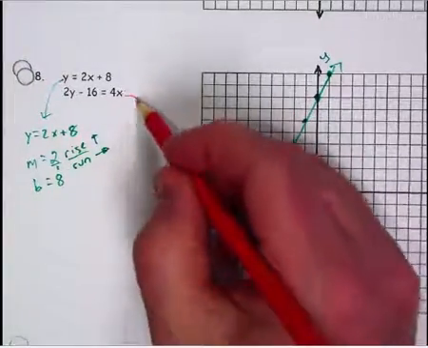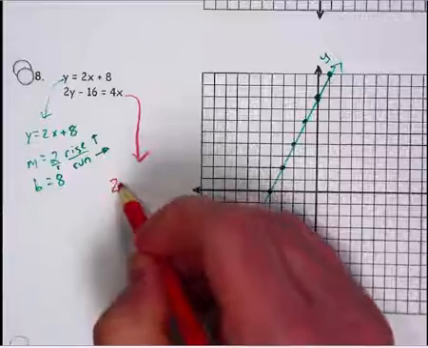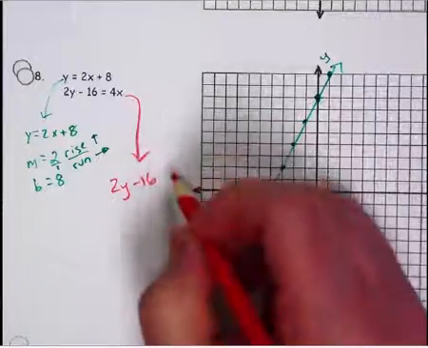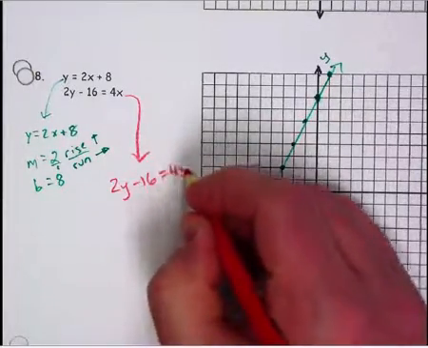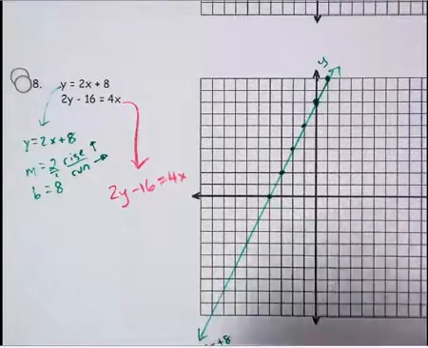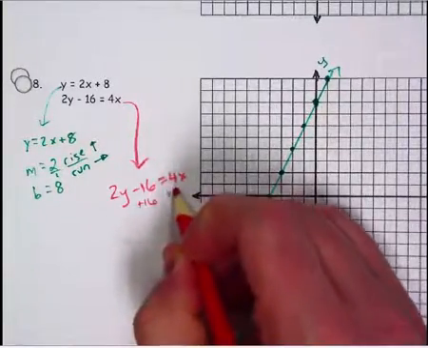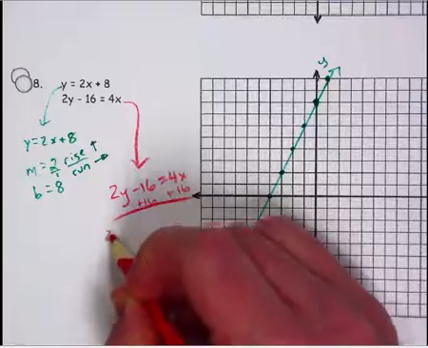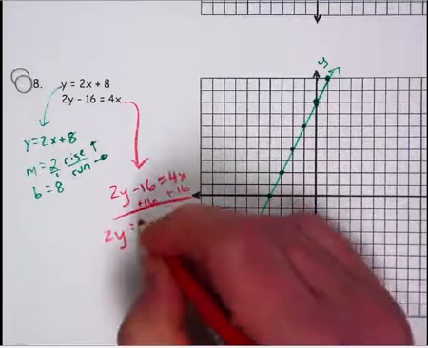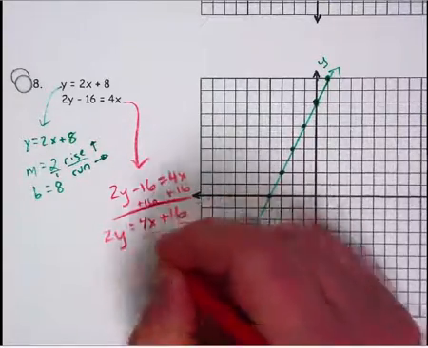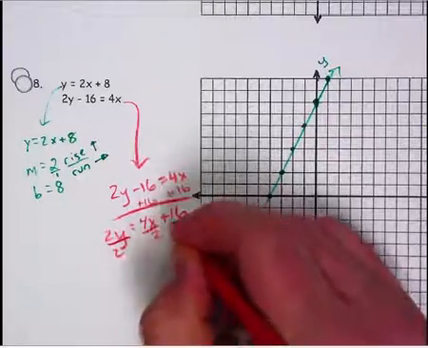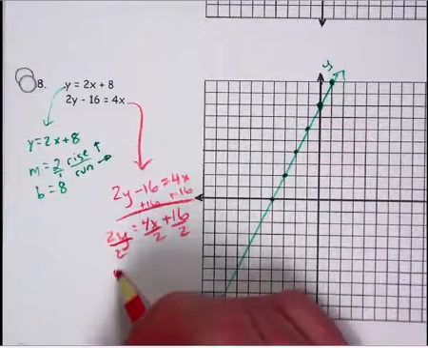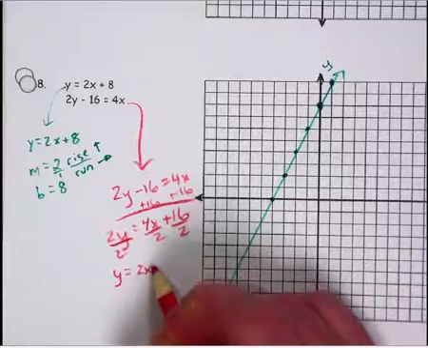I have this one right here where unfortunately y is not alone right now. So my objective is going to be to get it that way. To get y alone, I add 16 to both sides. So that will give me 2y equals 4x plus 16. And then I divide by 2 because I still need to get rid of that 2. So I get y equals 2x plus 8.